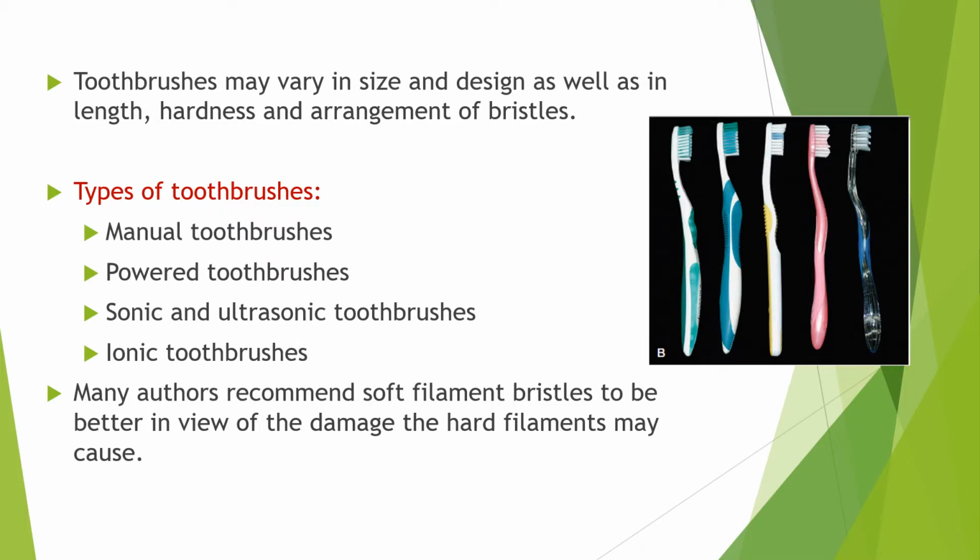Toothbrushes may vary in size, design, as well as in length, hardness, and arrangement of bristles. The types of toothbrushes are manual toothbrush, power toothbrush, sonic and ultrasonic, and ionic toothbrushes. Many authors recommend soft filament bristles to be better in view of the damage the hard filament may cause.